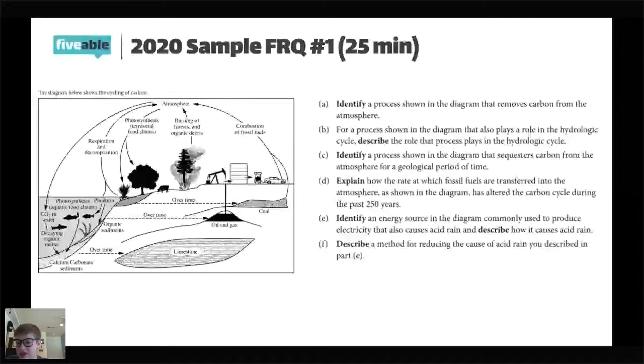Let's see what Tanya says here. Repeat that? Oh, okay. Sorry. So basically, we identified two processes shown in the diagram. So you can pick either one. You can talk about how the ocean is a carbon sink, and then you can also talk about how photosynthesis is something that removes carbon from the atmosphere. So describe how either of those processes play a role in the water cycle. So either of those processes could work.